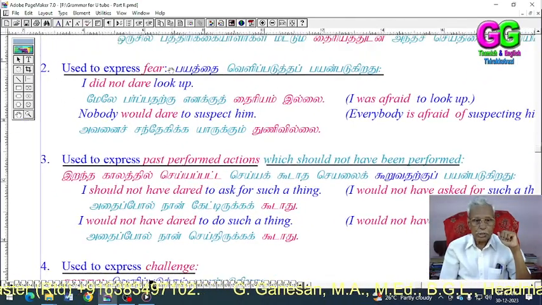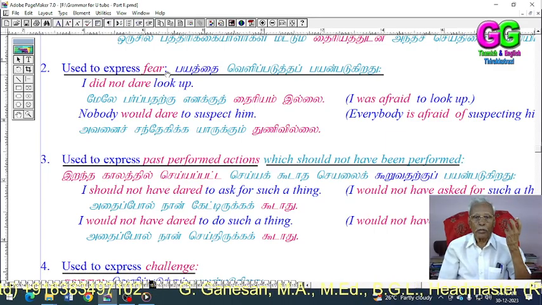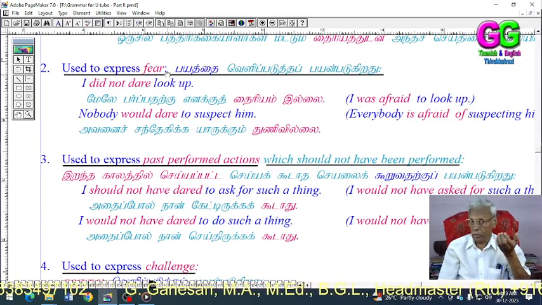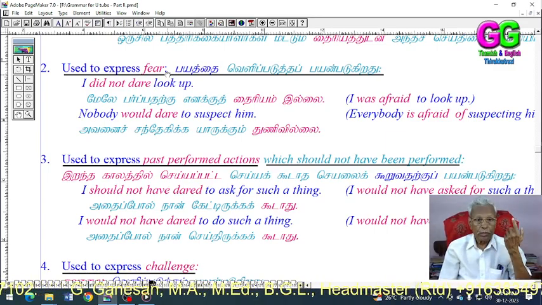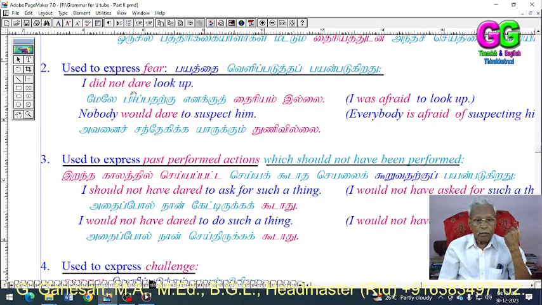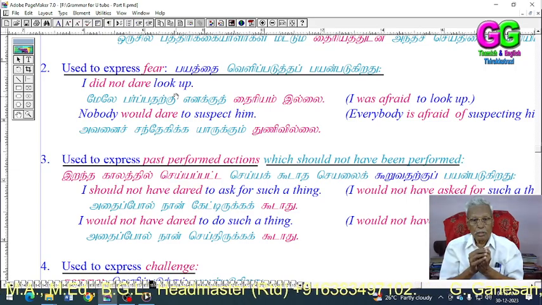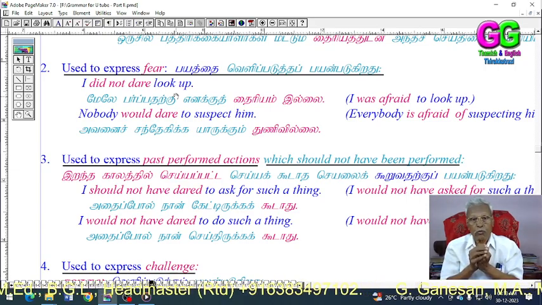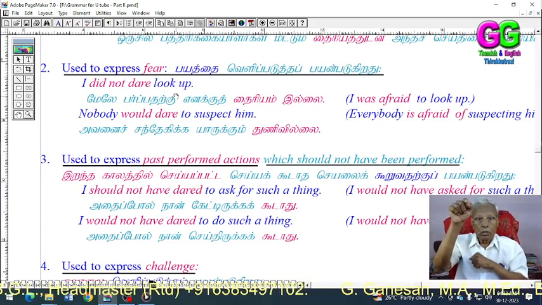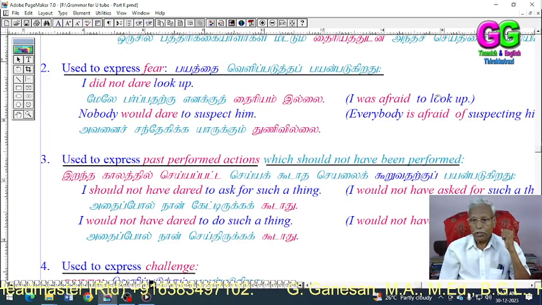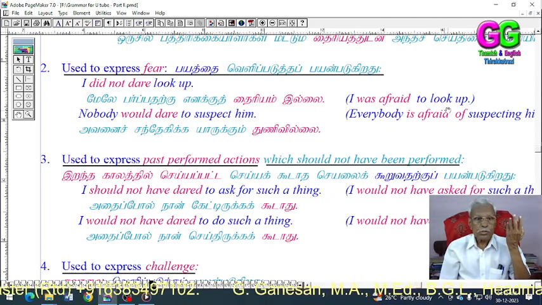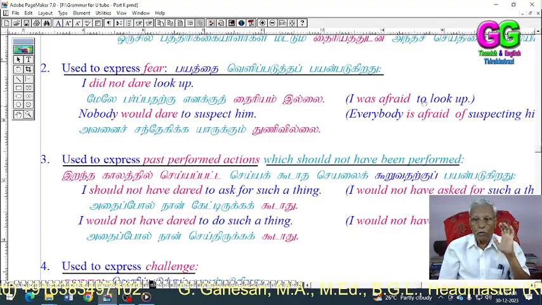Third, dare is used as a finite verb to express fear. I did not dare look up. That is because of fear. I was afraid of looking up. I was afraid to look up.